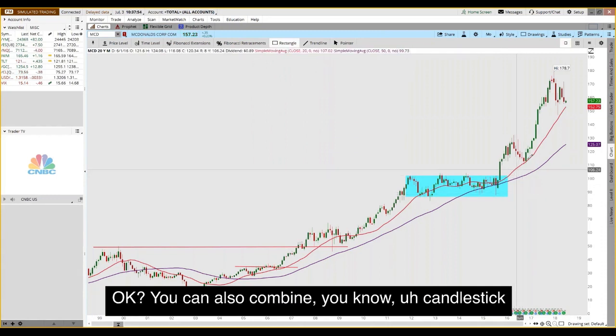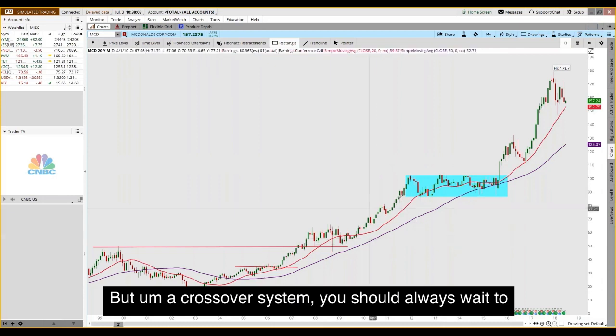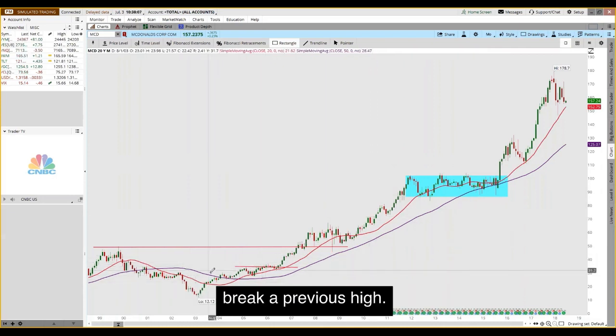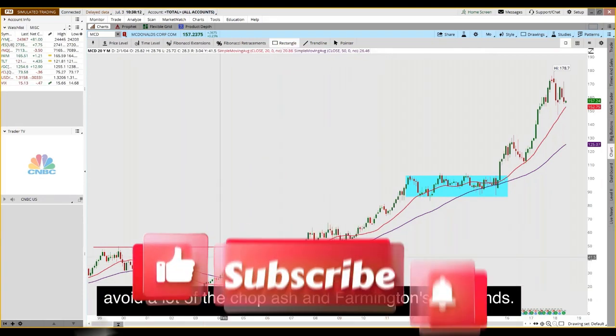Okay. You can also combine candlestick formations and other things that happen right along those moving averages. But with a crossover system, you should always wait to break a previous high once that cross comes through. It'll help you avoid a lot of the chop.